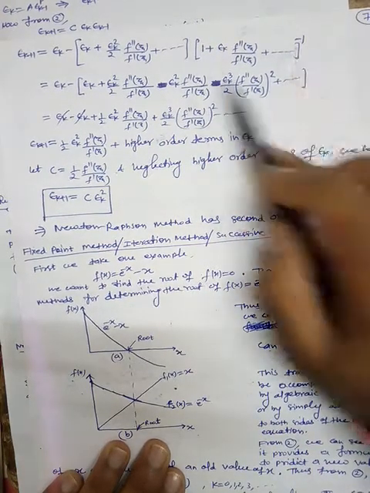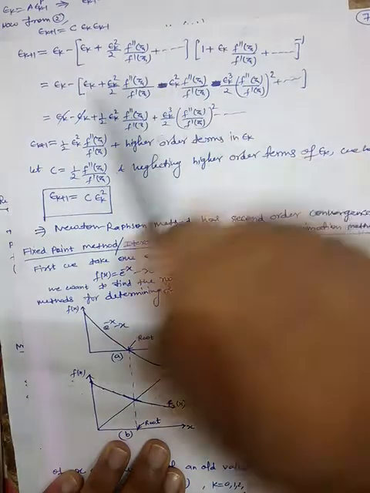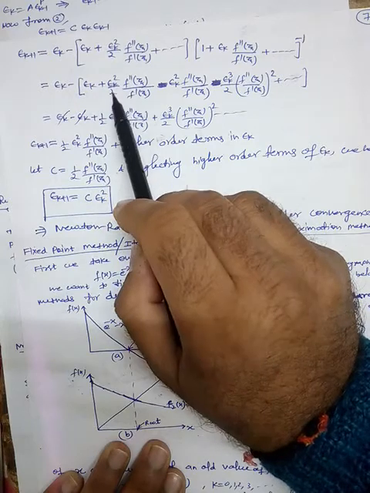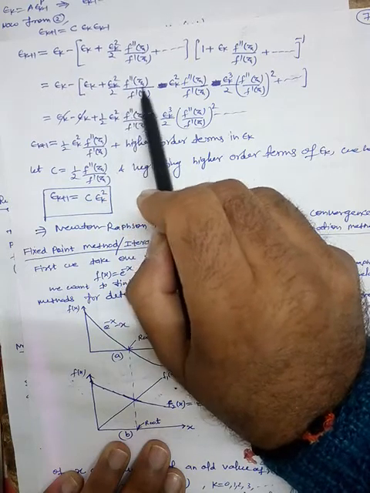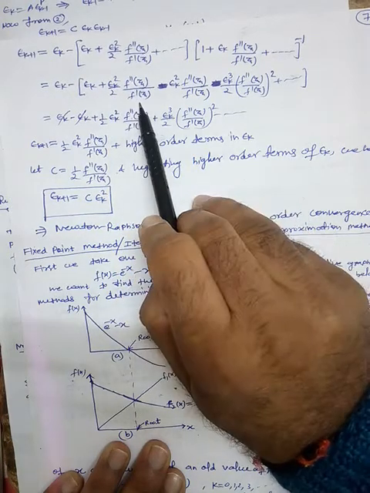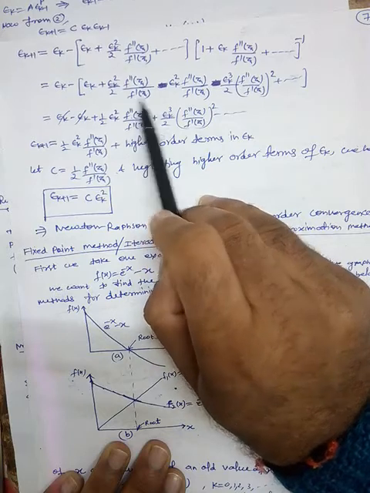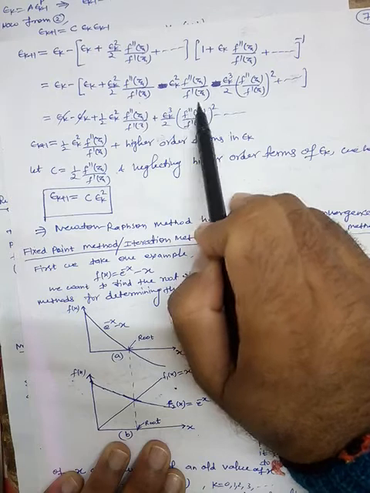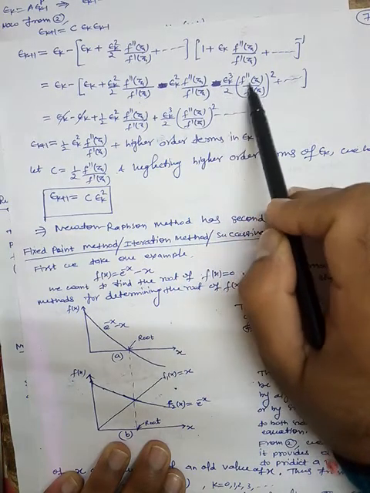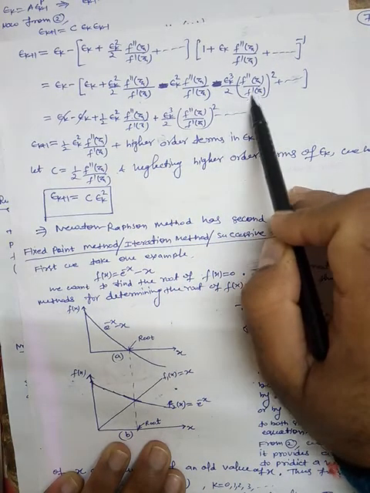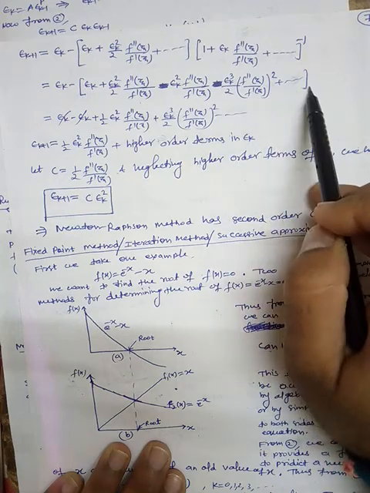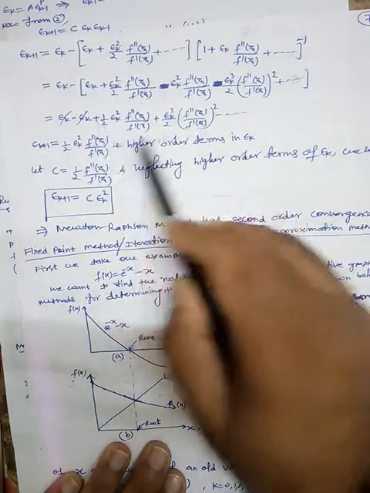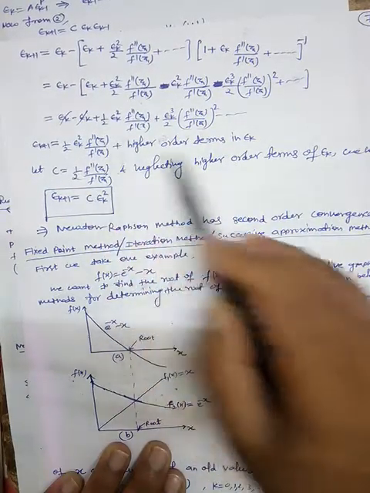Again expand this with the binomial expansion and then multiply, so ultimately we get epsilon k is epsilon k plus epsilon k whole square by 2, second derivative of the function at xi divided by first derivative of the function at xi minus epsilon k whole square, second derivative of xi divided by first derivative at xi minus epsilon k cube by 2, second derivative of the function at xi divided by first derivative of xi whole square, and so on. Okay, they will be cancelled out. So ultimately the lowest term is this. So this is written here plus higher order terms.